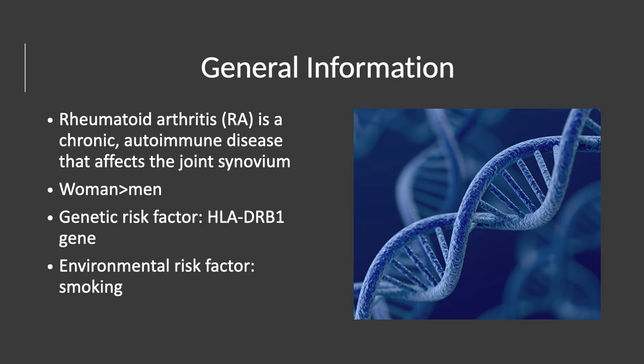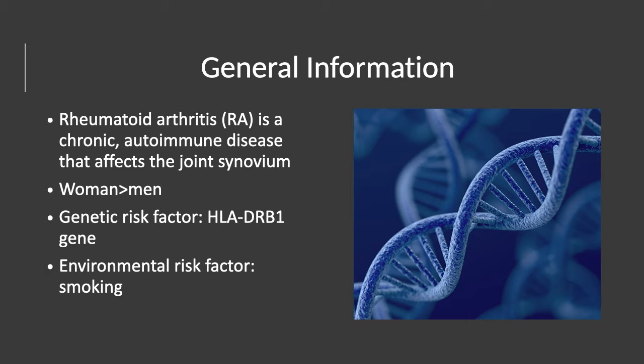General information. RA is a chronic autoimmune disease that affects the synovial capsule surrounding joints. The body recognizes its own proteins and cells as foreign and causes an immune cascade and inflammation around the synovium. This causes pain, inflammation, and limitations with that joint that affect the range of motion and strength. RA affects women 2 to 3 times more than men, usually in their 50s or 60s.